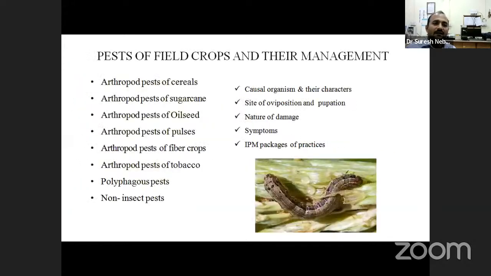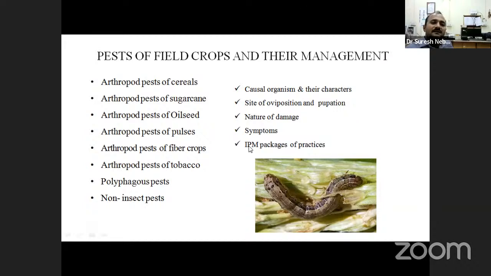So here I have given the pests of different crops, and you have to see the causal organism, their characters, site of oviposition, pupation. If it is more peculiar, then you have to understand, like it is the lower surface of leaves, like Helicoverpa, they lay single eggs on tender parts. Like your Spodoptera, different species, they lay eggs in a group covered with their scales. So that is very peculiar, because that helps for management practice also. So that is peculiar, that can be asked in an exam.